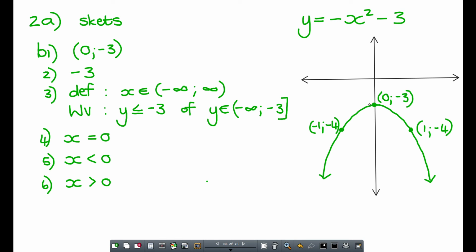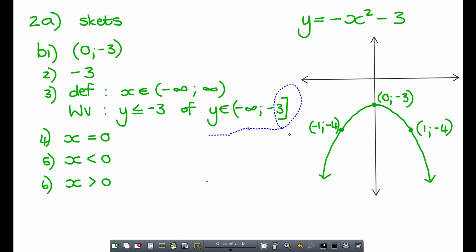Then the range must be from that point down. Met ander woorde, y moet wees kleiner as en gelyk aan minus 3. Or if you didn't like writing it in that form, you could have said y is an element of negative infinity up until minus 3.